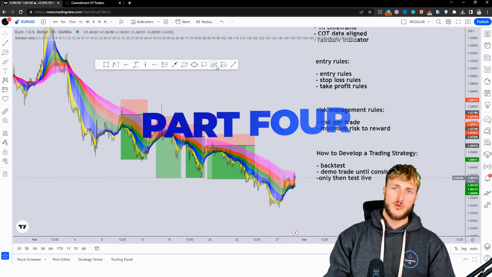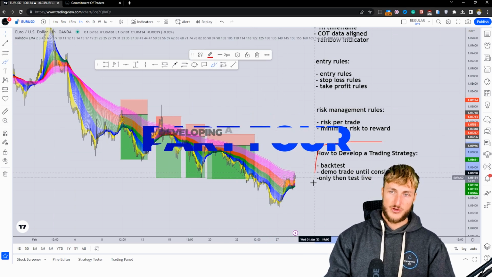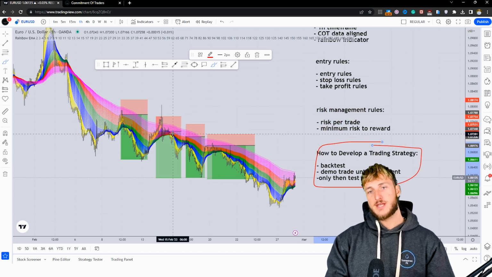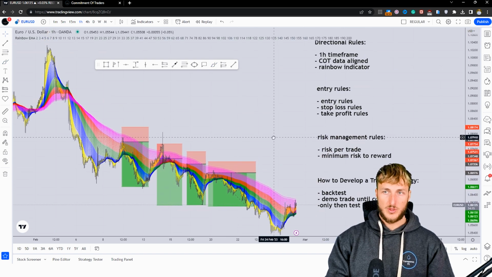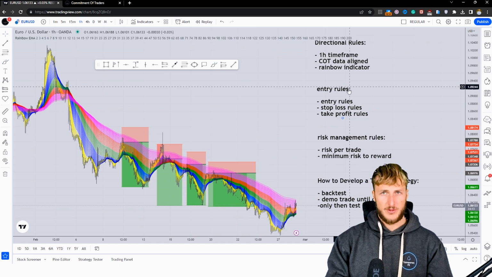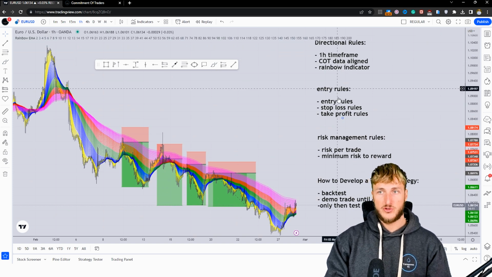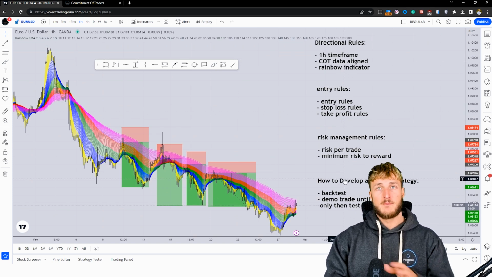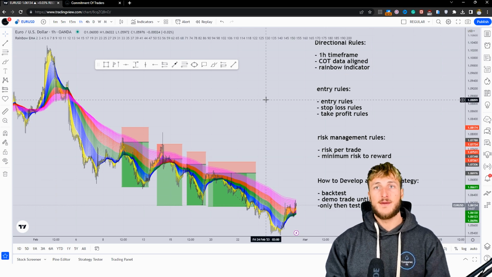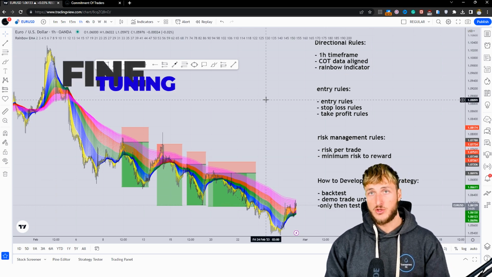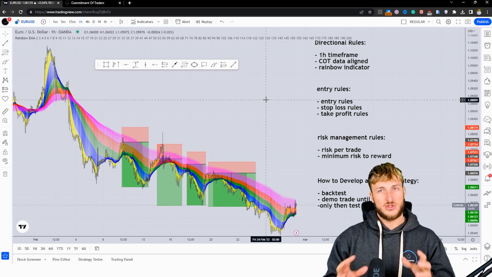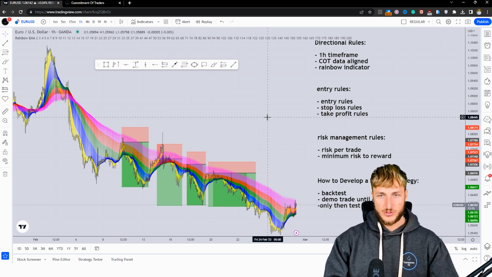Now, I want to move to how to develop a proper trading strategy. All these entry rules, direction rules, not really the risk management rules, but mostly directional rules and entry rules, must all be fine-tuned when you're actually looking to develop a strategy, right? You have to adjust everything to make sure that you're trying to maximize the effectiveness of a strategy. This is just an idea of a potential strategy.